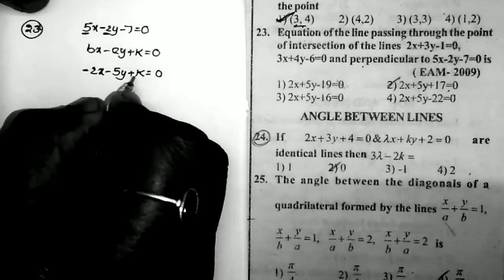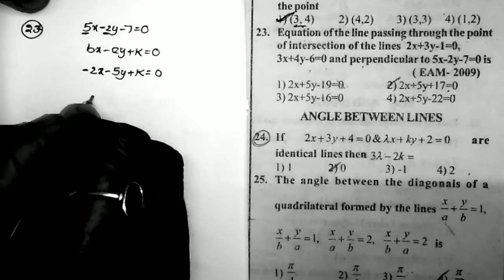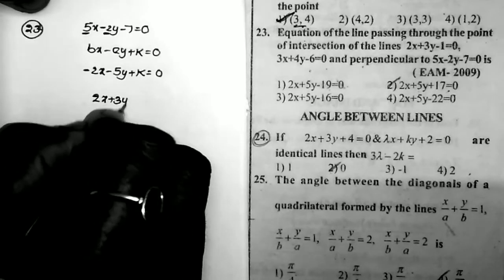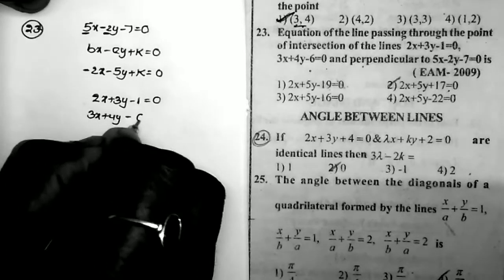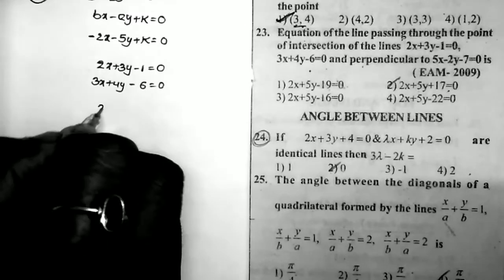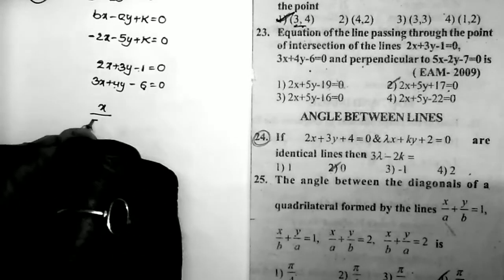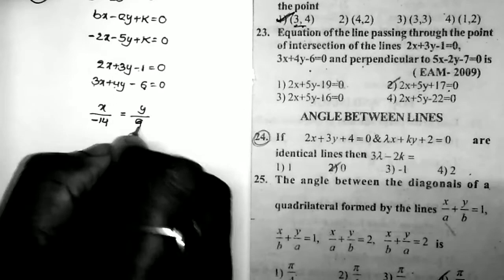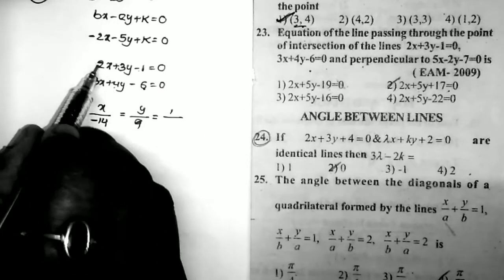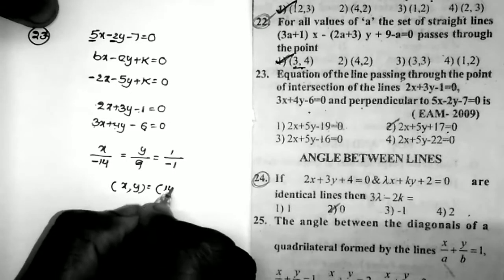Now how to find this k value? By replacing the point. What is the given point here? The point of intersection of the given lines. What are the given lines here? 2x plus 3y minus 1 equal to 0, and the second line is 3x plus 4y minus 6 is equal to 0. Now finding the point of intersection, x by (3 into minus 6 minus 4 into minus 1), that is minus 14, is equal to y by (minus 3 minus of minus 12), that is 9, is equal to 1 by (8 minus 9), that is minus 1. Therefore the point of intersection is (14, minus 9).